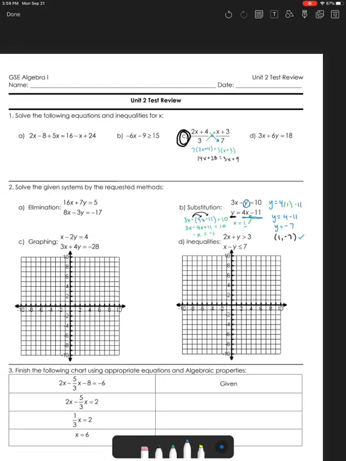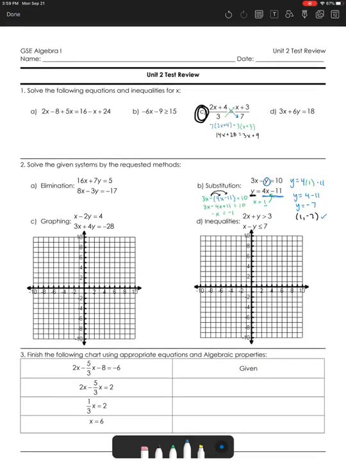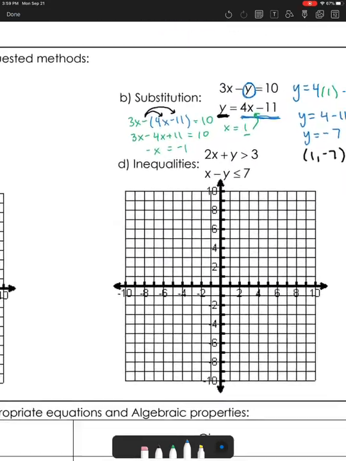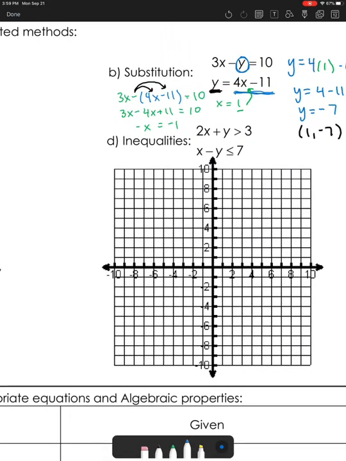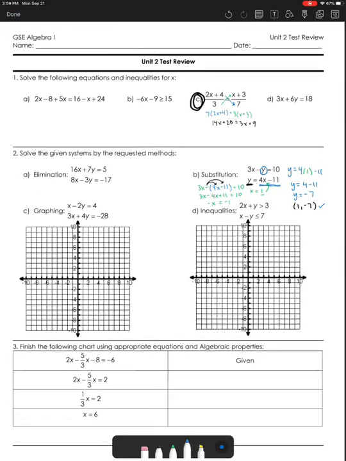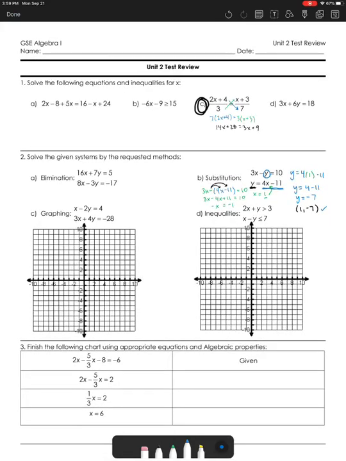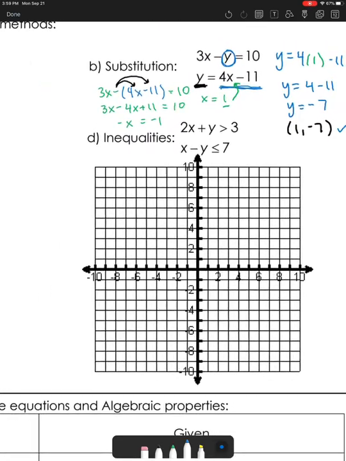So now I'm going to do 2D, dealing with inequalities. And if you want to go ahead and do the other problems on this sheet, they're on number 2. Feel free to pause and work on that. But I'm going to work on 2D now.